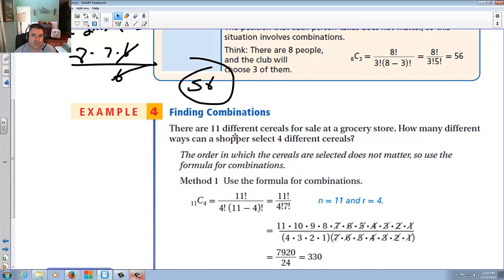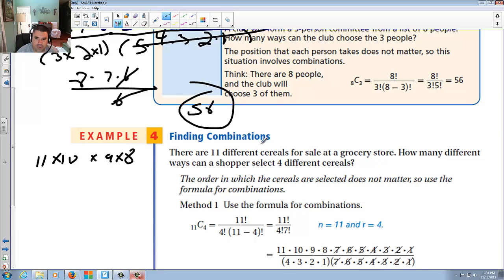There are 11 different cereals for sale at a grocery store. How many different ways can the shopper select 4 different cereals? Now, there's the difference. If it was simply 1 cereal at a time, that'd be one thing. In other words, if it was just 11 cereals to choose from and I said pick 4, one individual, I'd say no problem. That'd be 11 times 10 times 9 times 8. You know, if you just say I'll pick, let's say total, then I'll pick Frosted Flakes, then I'll pick Oat Bran, then I'll pick Fruit Loops.